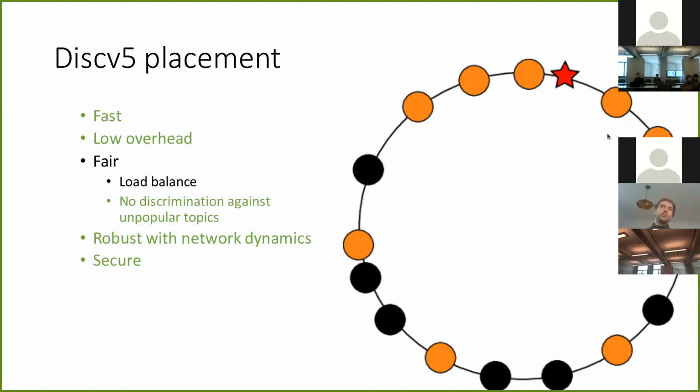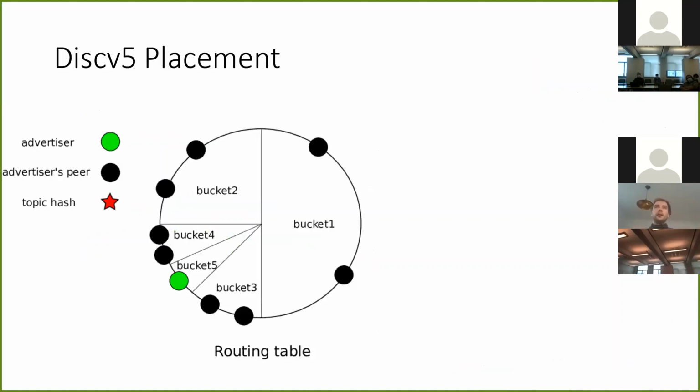And then we hope to inherit the robustness with network dynamics from the random approach, and the same for the security. Because even if an attacker places itself here, we still have quite a lot of other nodes storing the same advertisement and able to serve those. Right. So this is how we do it.